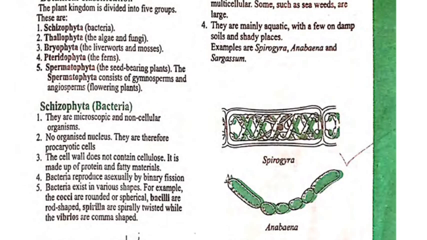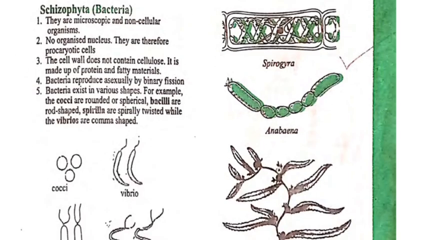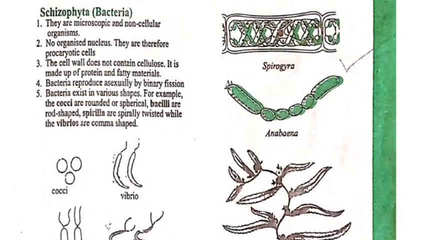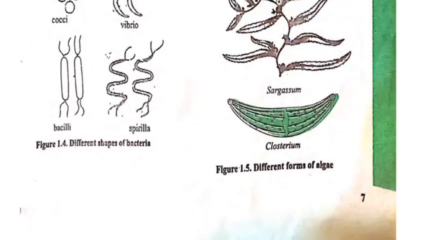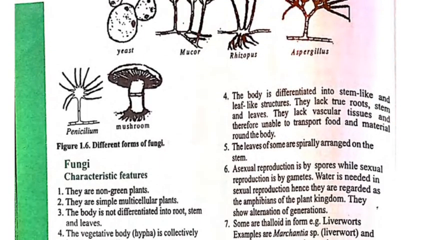So since they don't have roots to take up water, they surely should have a large surface area to volume ratio that can enhance their diffusion rate. Examples: we have Spirogyra, we have Anabaena, we have Sargassum, we have Clostridium, and some others. Okay, these ones are not there.